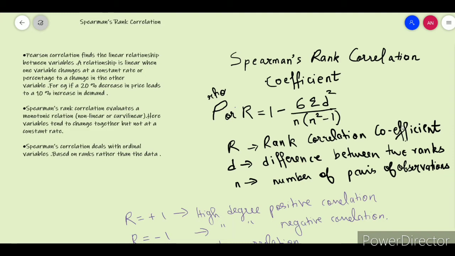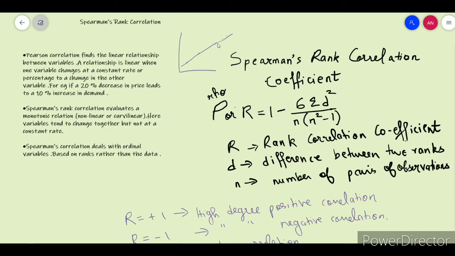And a relationship is linear when one variable changes at a constant rate or percentage when the other changes. For example, if we look at data and we find that a 20% decrease in price is always followed by a 10% increase in demand, that is called a linear relationship. So when we have a linear relationship, when we plot the points on the graph, we get a straight line. Hence the name linear relationship.